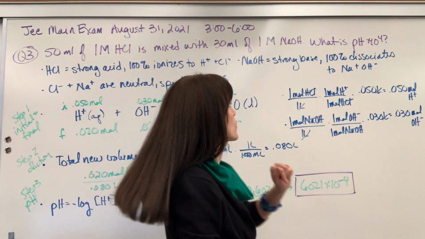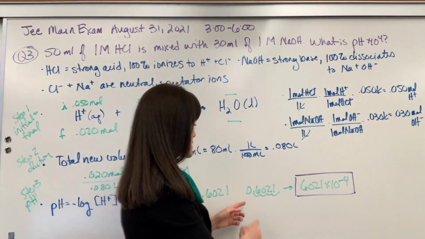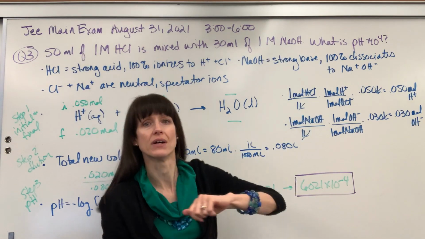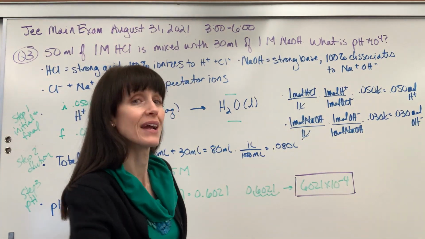And then the question asked, what's the pH times 10 to the 4? I just moved that decimal 1, 2, 3, 4 places, and there you have it, 6,021 times 10 to the 4. And that's your answer.